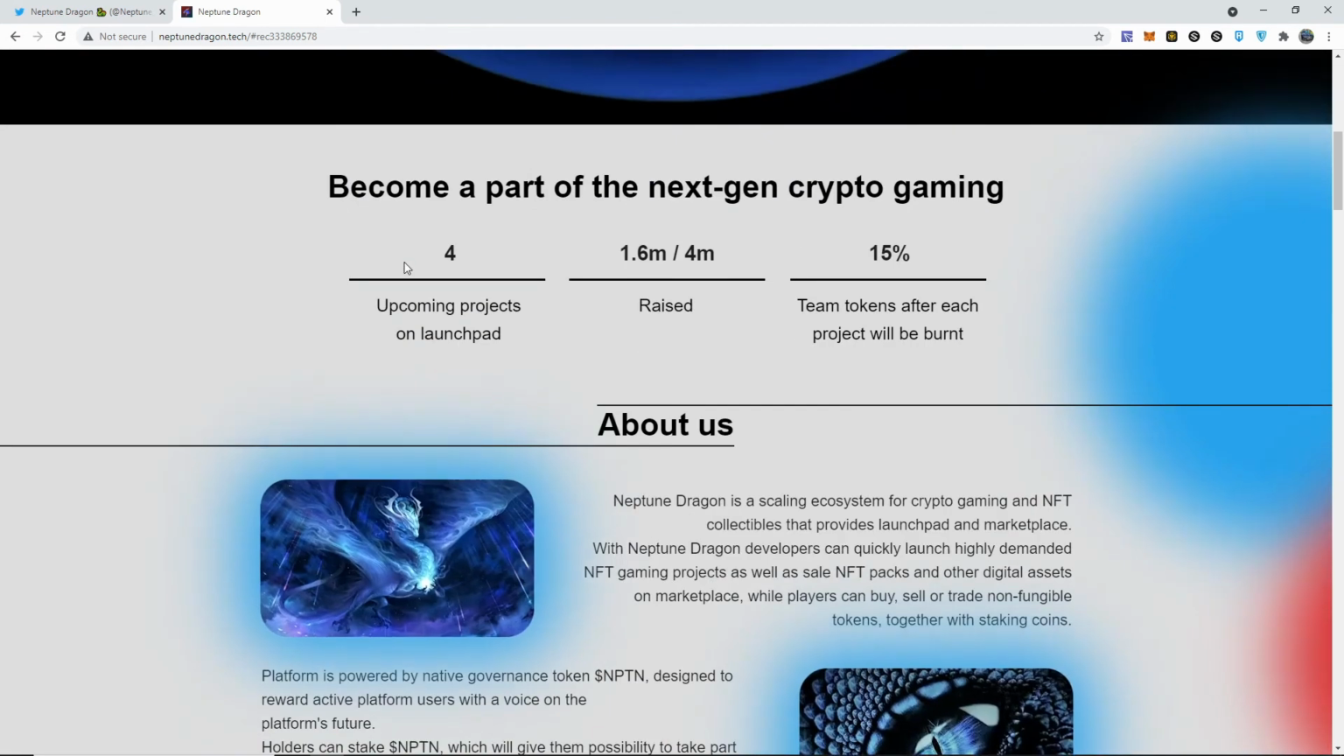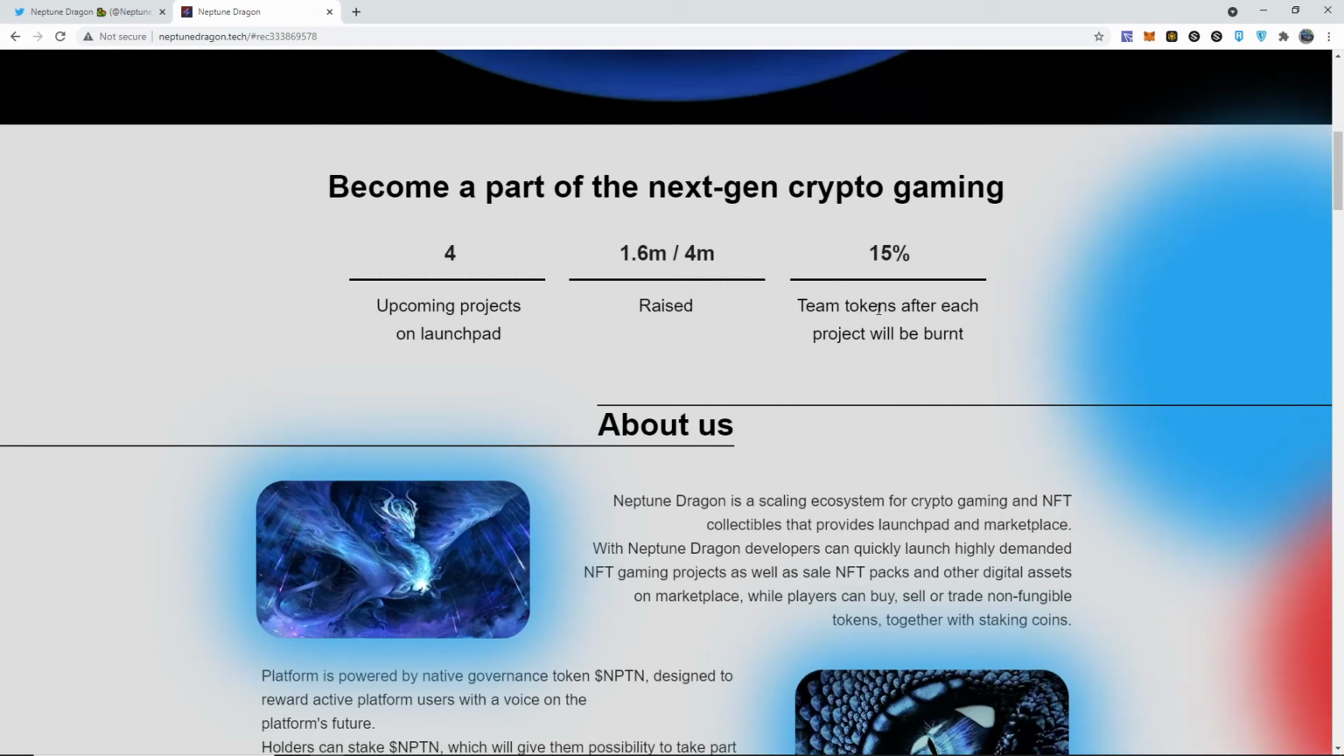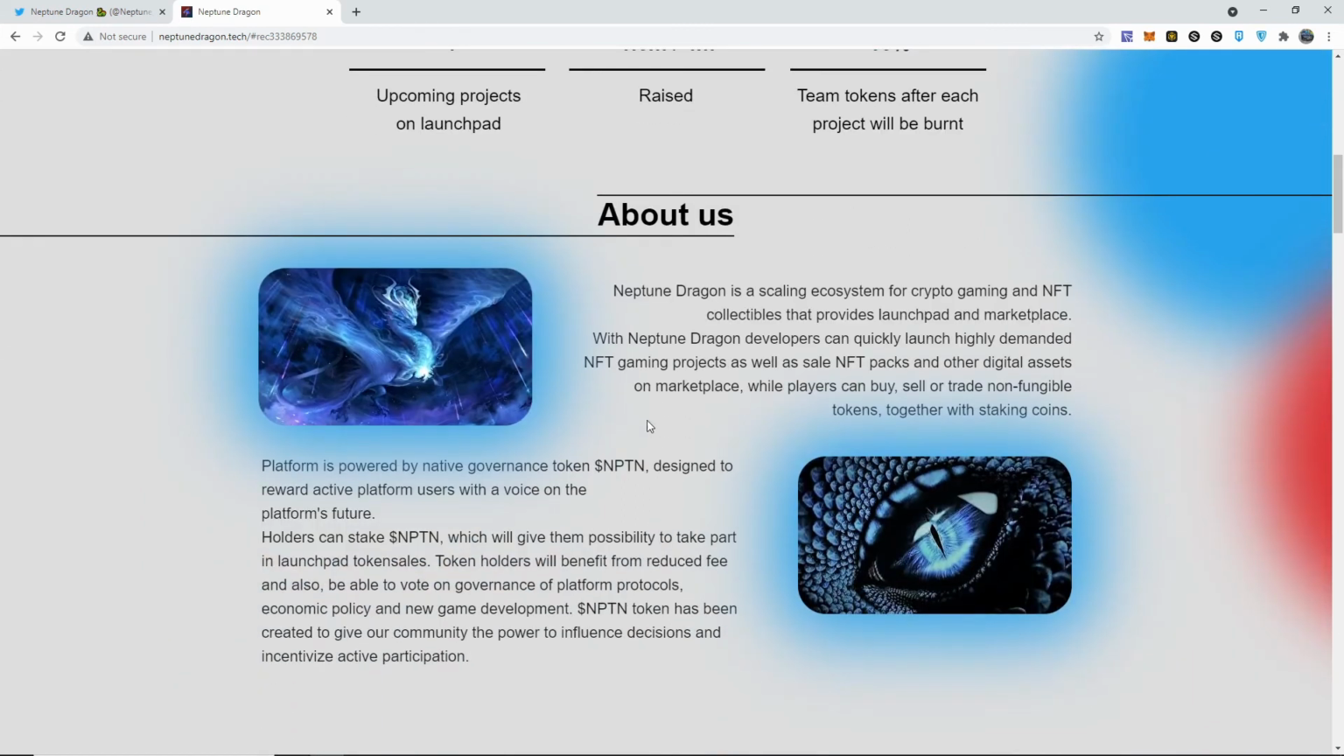I'm going to go ahead and scroll down for a little bit of detail about them. So four upcoming projects on the launch, 1.6 million out of the 4 million is raised. You know, there's still some time. 15% of the team tokens after each project will be burnt. Neptune Dragon has already mentioned all of this also.